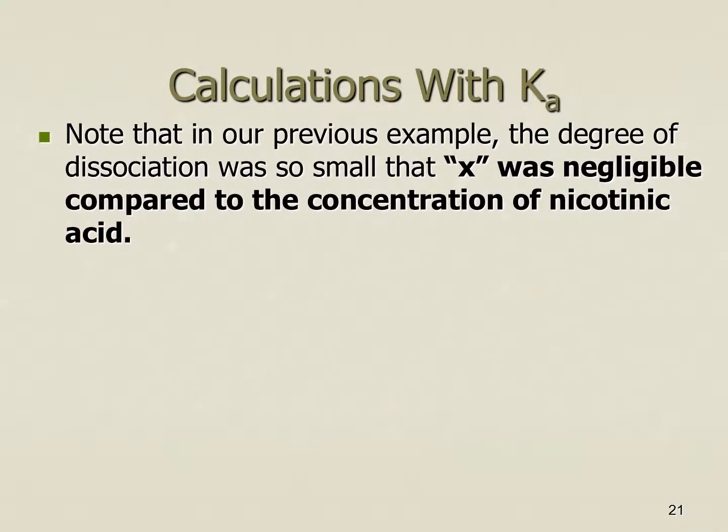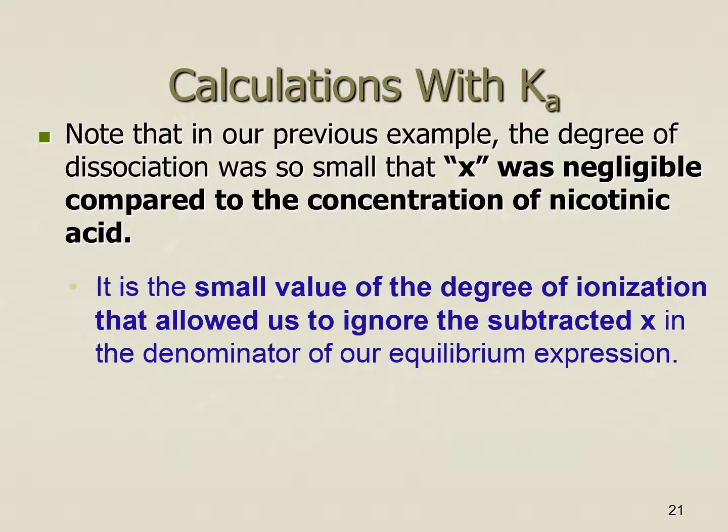All right, so what I want you again to note is that in the previous example, the degree of dissociation was so small that X was considered negligible when compared to the original concentration of the nicotinic acid. The reason why this is important is because it's going to give us a shortcut, or we'll be able to use a shortcut sometimes that will help us solve these problems quicker without using the quadratic equation. So I just wanted you to note that, and we'll see when we can ignore the X and when we can't. So it's the small value of the degree of ionization that allows us to ignore X when we do an equation, which you'll see in the next example.